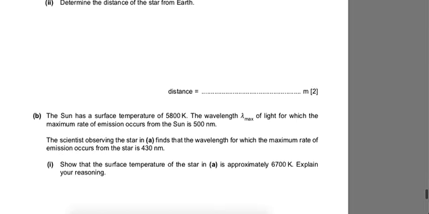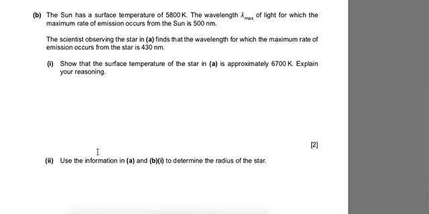The sun has a surface temperature of 5800 Kelvin. The wavelength λ max of light for which the maximum rate of emission occurs is 500 nanometer. The scientist observing the star in A finds the wavelength for which the maximum rate of emission occurs from the star is 430 nanometer. Show that the surface temperature of the star in A is approximately 6700 kelvins. So they've given you the sun's temperature, they've given you λ max as 500, they've given you the emission 430 nanometers. So here is what you can do.